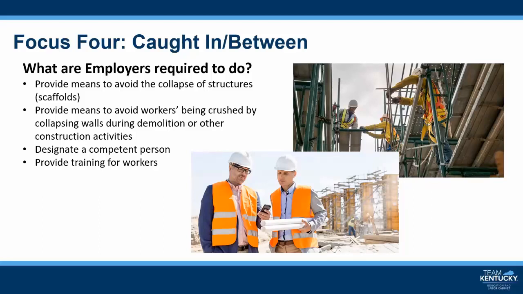OSHA defines a competent person as one who is capable of identifying existing and predictable hazards in the surroundings or working conditions which are unsanitary, hazardous, or dangerous to employees, and one who has authorization to take prompt corrective measures to eliminate them. The employer must designate a competent person for certain construction activities that may have caught in or between hazards. The employer shall instruct each employee in the recognition and avoidance of unsafe conditions and the regulations that are applicable to his work environment to control or eliminate any hazards or other exposure to illness or injury. The employer must train workers to perform the job and use the provided equipment safely.